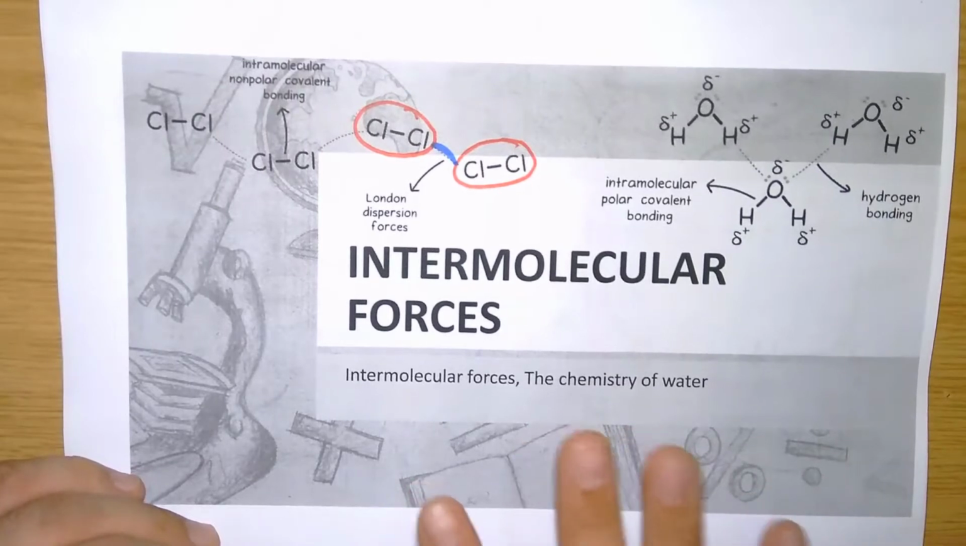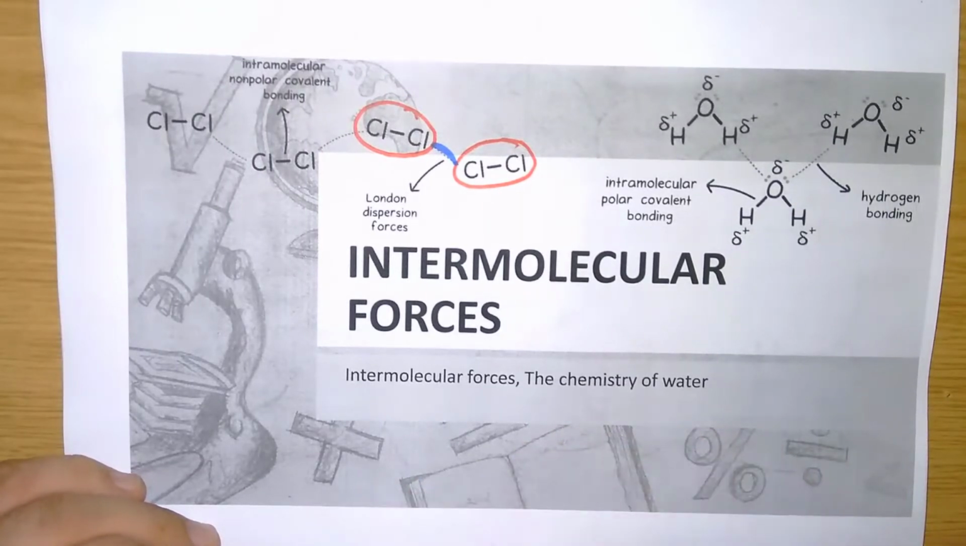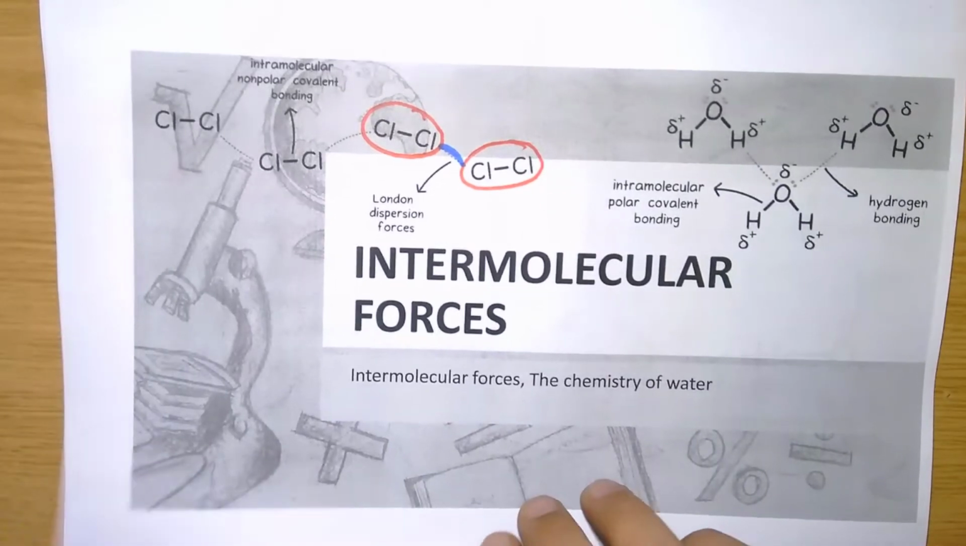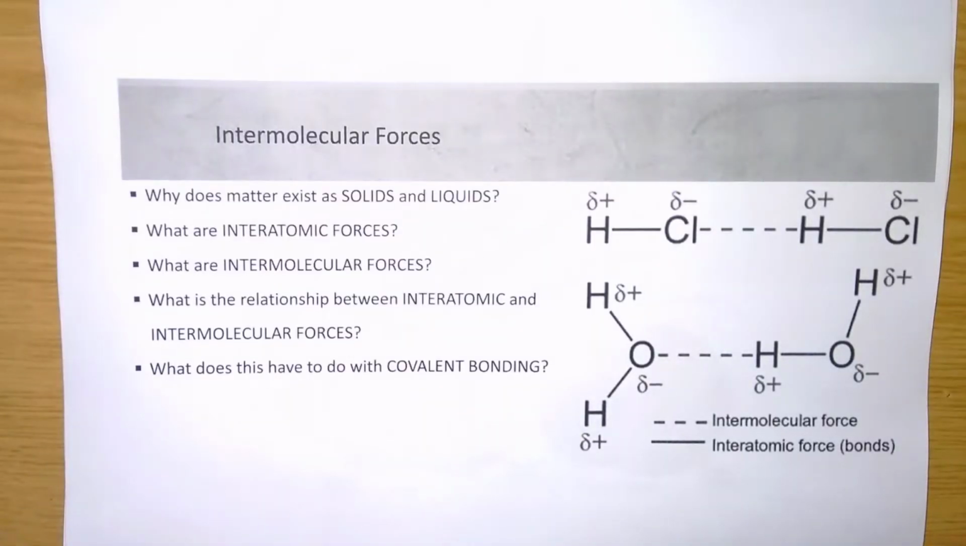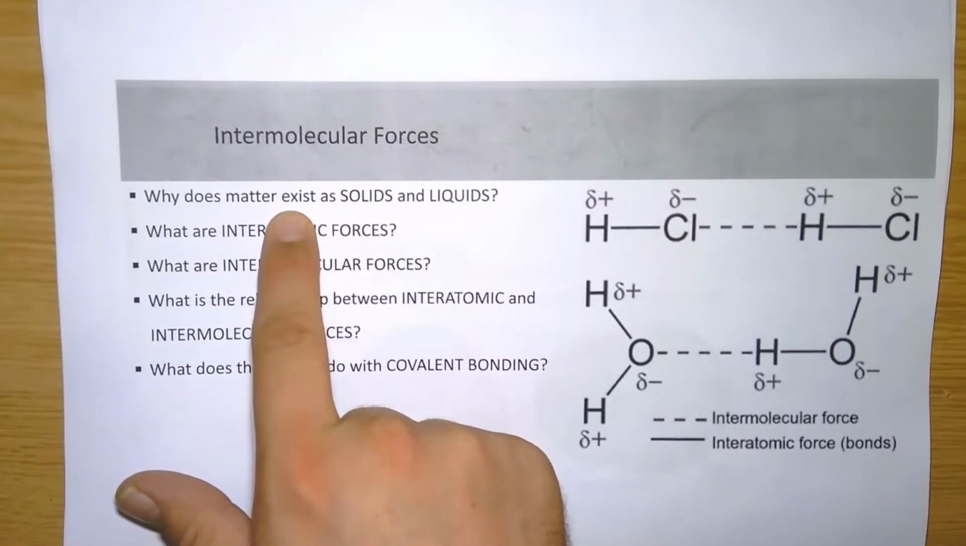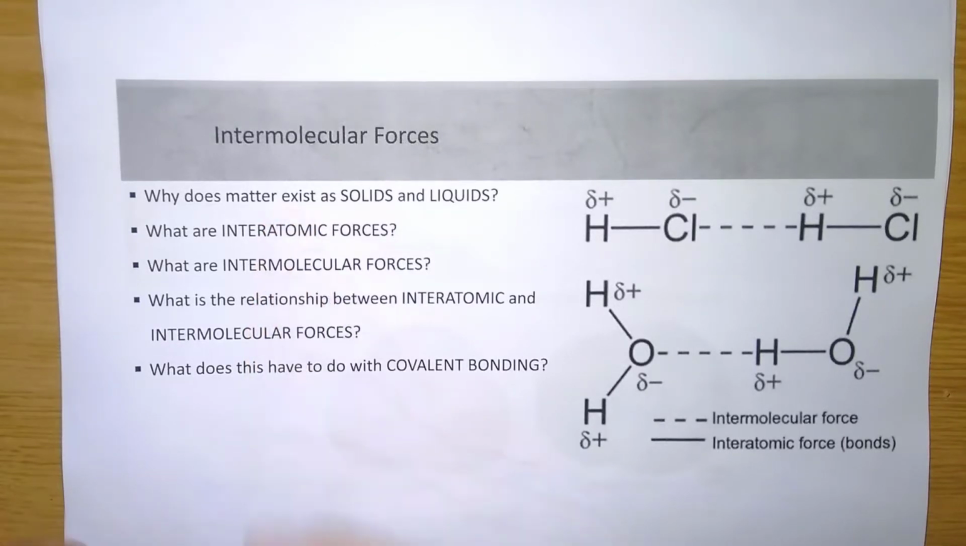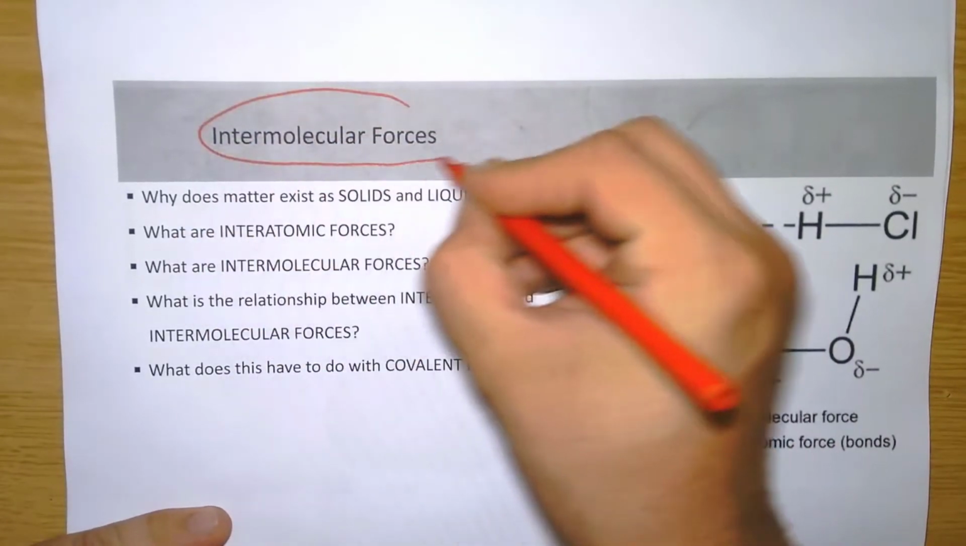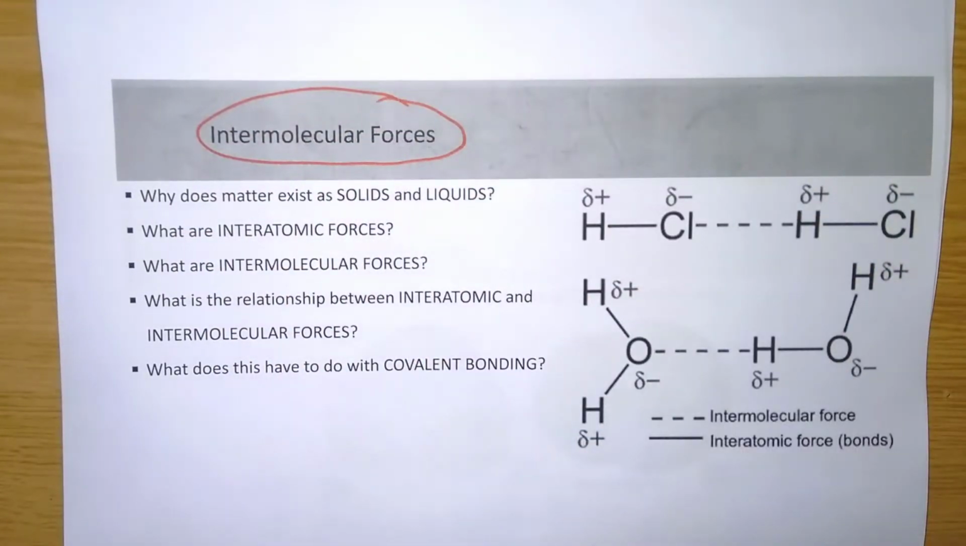We are going to split this up into different videos just to make them smaller and make it easier for you to view them. So before we start with anything, we have to ask ourselves, why does matter exist as solids and liquids? In grade 10 you learned about the kinetic molecular theory, where you learned that when matter exists as a solid or a liquid, it is held together by forces. Now we are learning about those forces, and those forces are what we call our intermolecular forces.